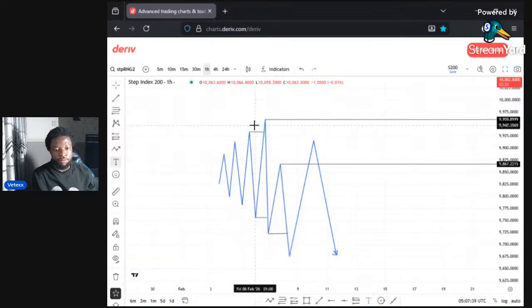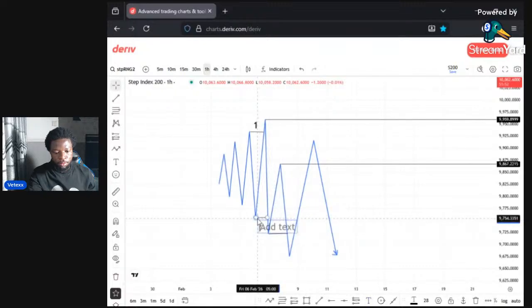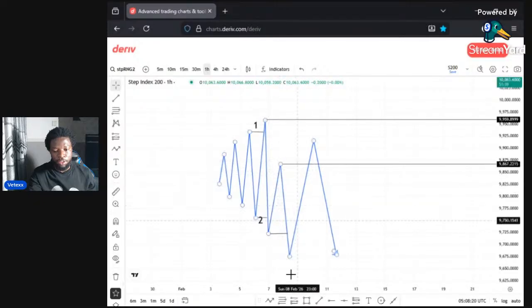Rule number one. So this is our number one. Now this is the first rule, sweep of liquidity, which is here. Price sweeps this liquidity to give us a protected high, and then price takes out the newly created low to give us our rule number two, which is here. Then price retraces 50% to give us structural liquidity that needs to be taken out, which is rule number three.